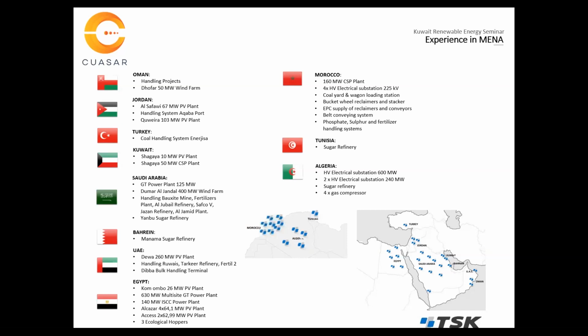In both cases, in the UAE, the DEWA 260 megawatt PV plant and in Morocco the 160 megawatt CSP plant, TSK acted as a co-developer, as a technical partner of the consortium, as an EPC contractor, and also as co-operator of the power plant. Both cases were references in those markets, similar to what is going to happen in Shagaya Phase II.